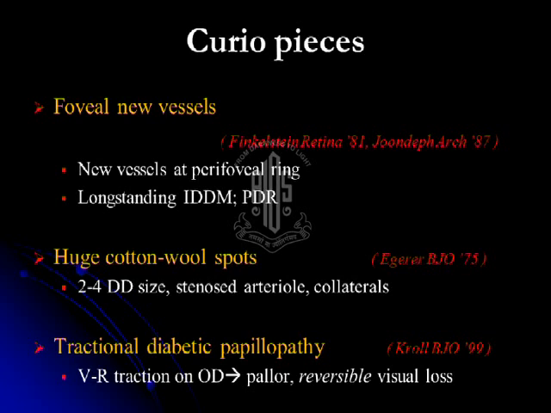Tractional diabetic papillopathy was a term that Peter Kroll put out in BJO 99. He described vitreoretinal traction, which we think usually happens or should happen at the macula, but taking a toll on the optic disc or the optic nerve head, causing pallor and a reversible, that's interesting, reversible visual loss. Let me show you an interesting case.